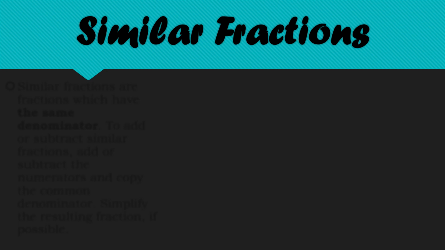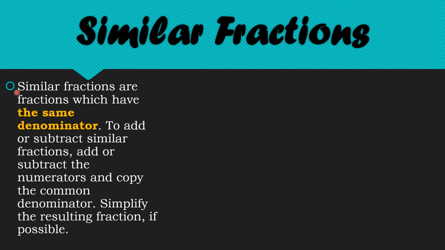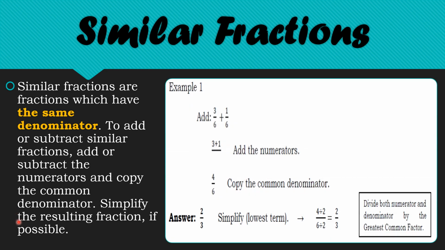First is similar fractions. Similar fractions are fractions which have the same denominator. To add or subtract similar fractions, add or subtract the numerators and copy the common denominator. Simplify the resulting fraction if possible. Example, add 3/6 plus 1/6.